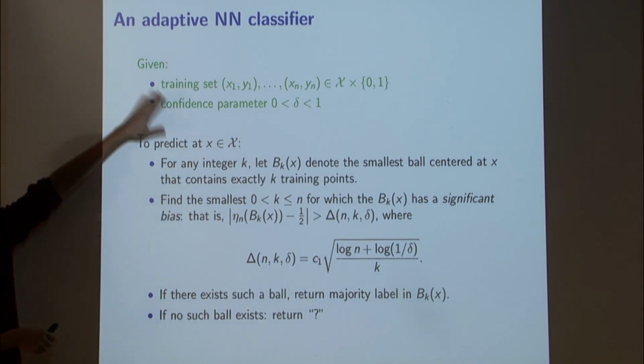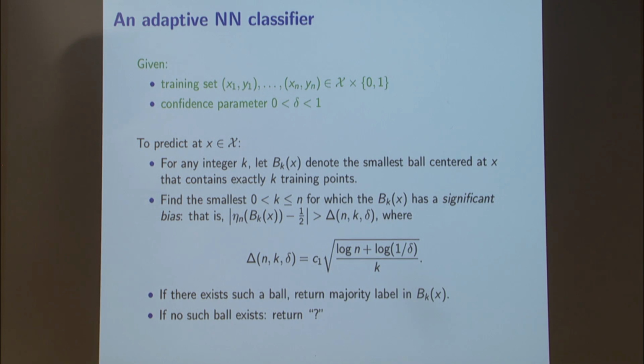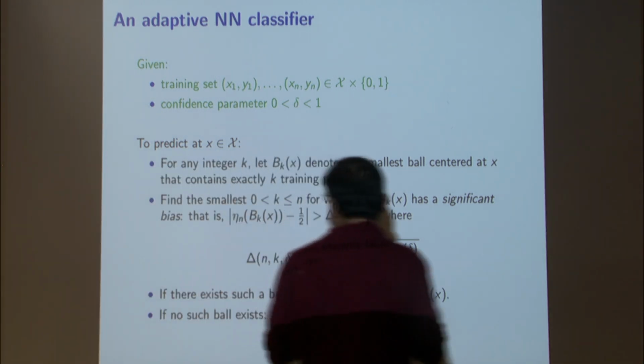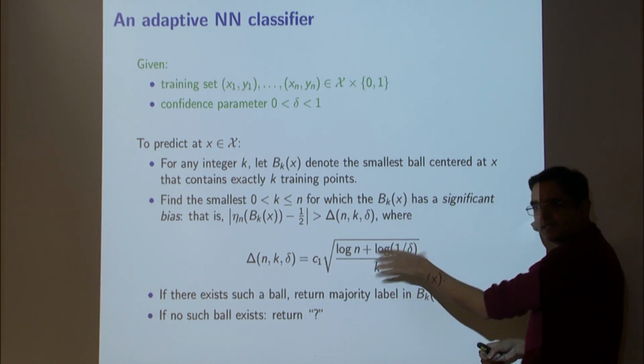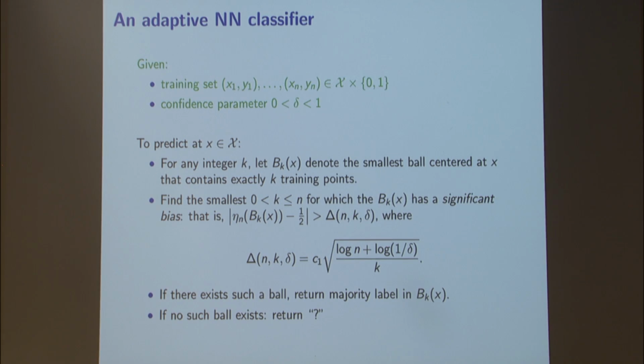And so let me show you the algorithm that we came up with then. So now you have a training set again, and you do have a confidence parameter. You say, okay, my confidence parameter is going to be 95%. That means there's a 5% chance that things are going to go wrong. But that's common for randomized algorithms. And so now to make a prediction at x, you grow a ball around it. You look at the one nearest neighbor, two nearest neighbors, k nearest neighbors, and you keep growing the ball until the very first time that ball has significant bias. You get 10 points and 8 of them are plus. That's significant, or something like that. So you wait for the first value of k at which the bias of the ball is sufficiently far away from a half, by 1 over square root k, a standard central limit theorem type of bound.